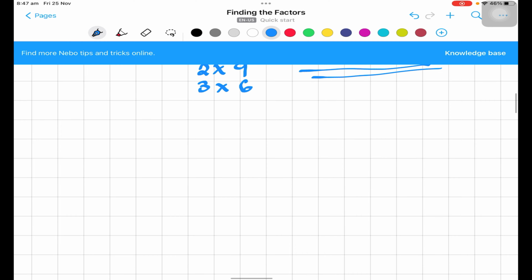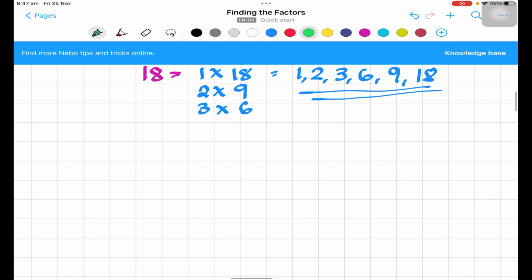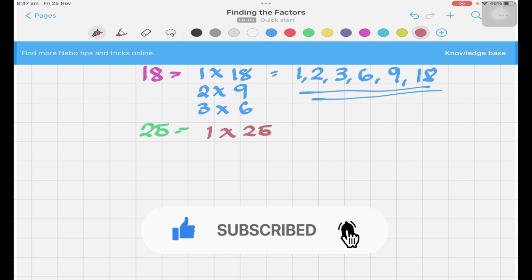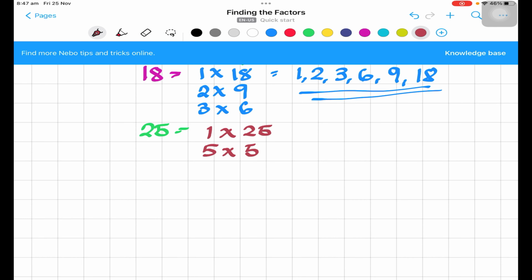Another one, if you have 25, what are the factors of 25? It can be 1 times 25, it can be 5 times 5. Are there any other factors? None, so it's 1, 5, and 25. So these are the factors of 25.